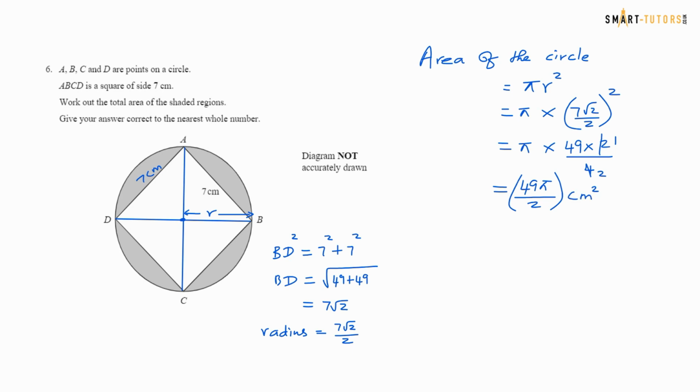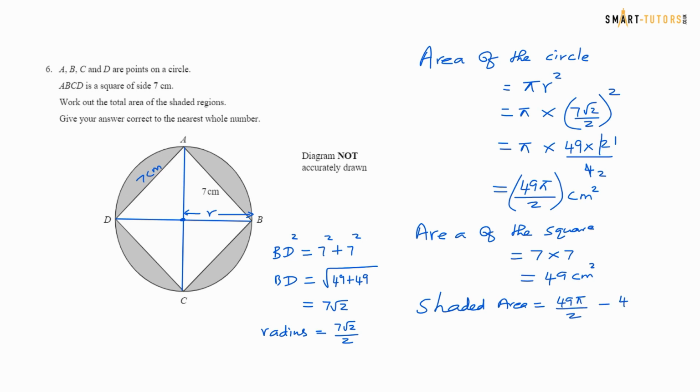Once you find that one, the area of the square is 7 by 7, 7 times 7, which is 49 centimeter squared. So shaded area equals 49 pi over 2 minus 49. So that is the answer for the question.